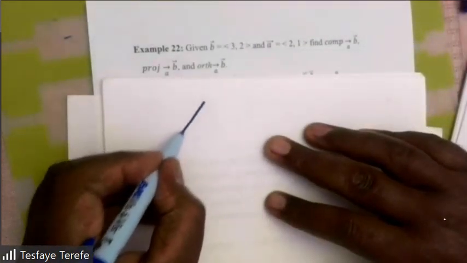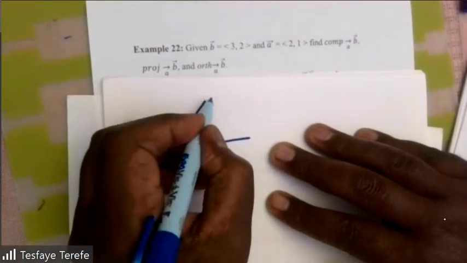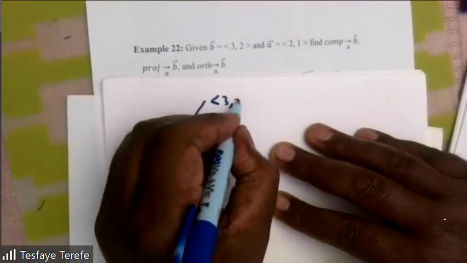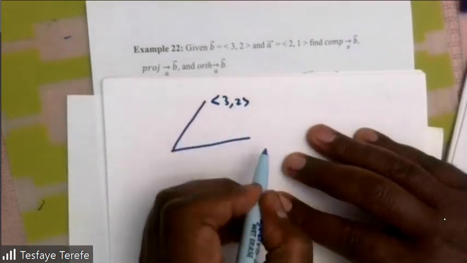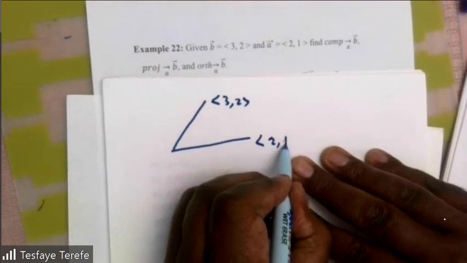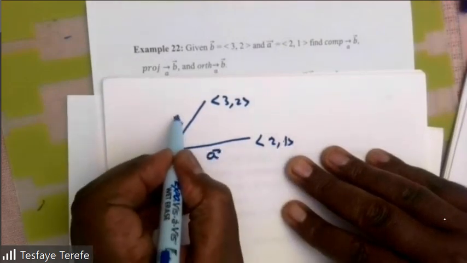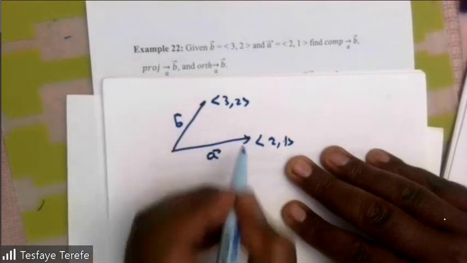Okay, let me really draw it roughly so I can have a clear idea. This B has a component of 3, 2, and vector A has a component of 2, 1. Let me call this one A and this is B, so you can see it. I mean, the picture is really representative. I didn't draw it perfectly. It doesn't matter, as long as you have a reference, that's fine.